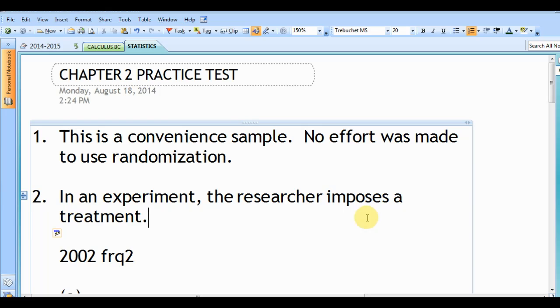Where are we? 3? Oh, great. I know we all love these 1, 2, 3 questions. I know I do. Sarcasm. I don't really like these.